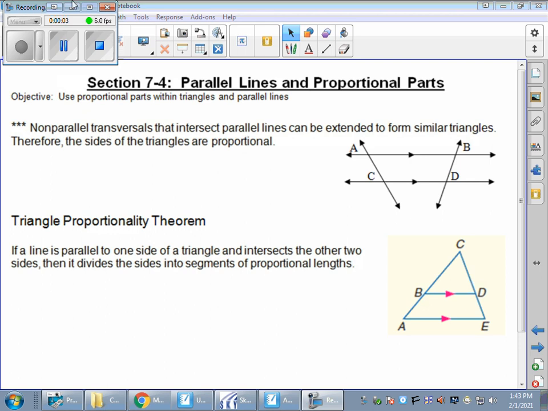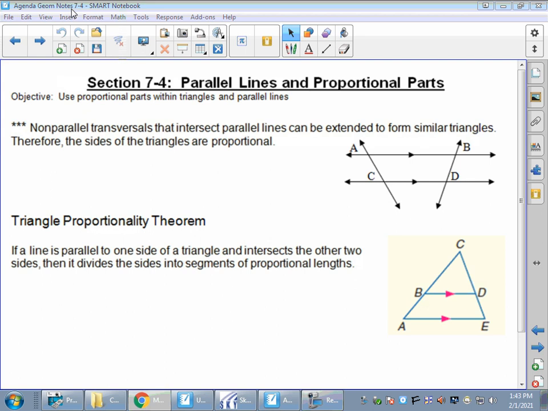Welcome back, geometry students, to section 7, parallel lines and proportional parts. Perhaps you're totally understanding these proportions. Notice we are going to make proportions. There is one small occasion in this particular section where we will not make a proportion, but we should probably talk about the other stuff first.